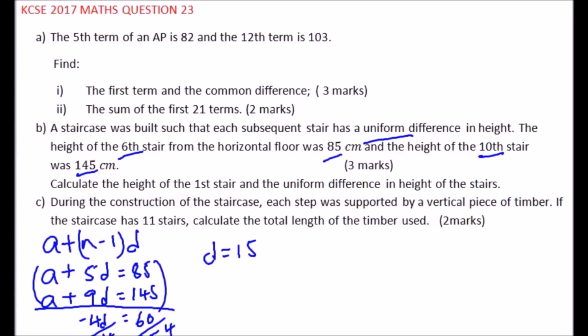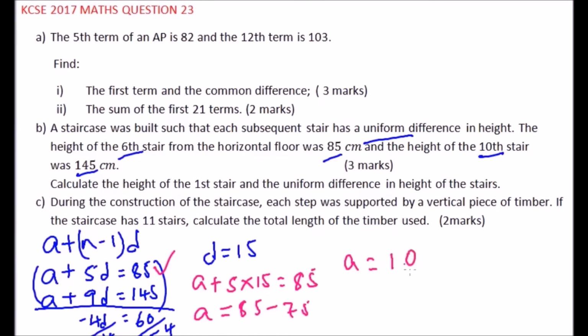Once you get D is 15, then substitute D in our first equation to get A. So A plus 5 multiplied by 15 is equals to 85. So A is equals to 5 times 15 is 75. So 85 minus 75, A is equals to, that will give you 10.